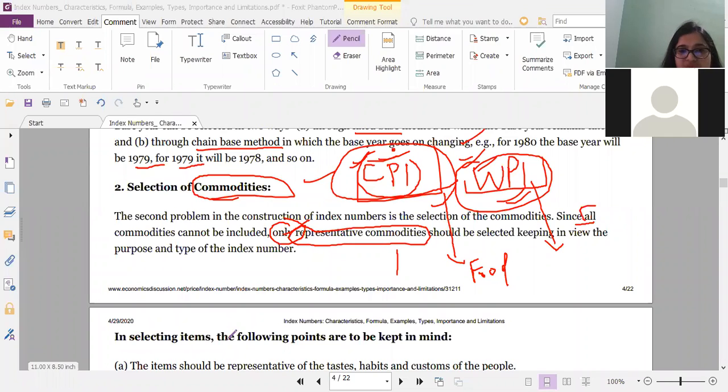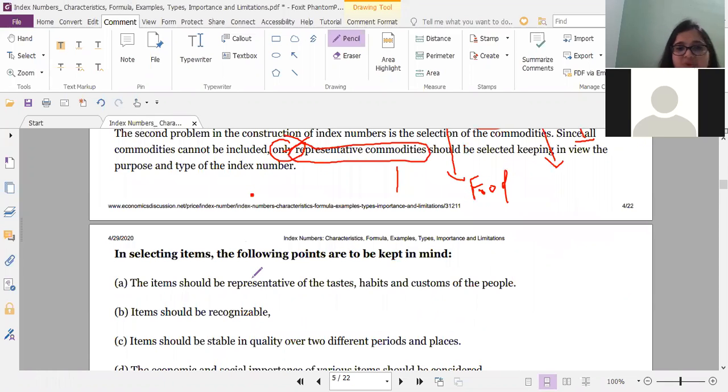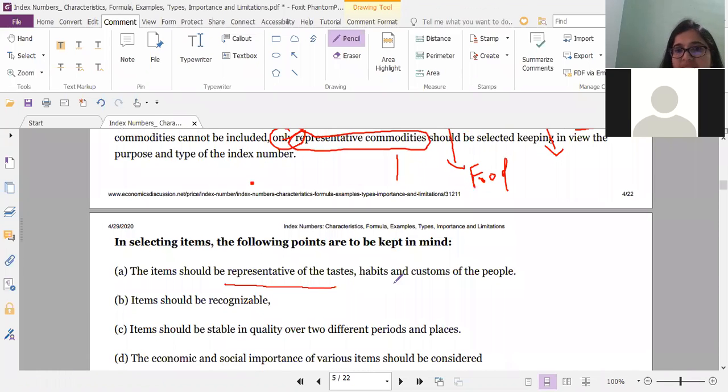In selecting items, the following points are to be kept in mind. The item should be representative of the taste, habits, and customs of people. The item should be recognizable. An item should be stable in quality over two different periods and places. This is another point you need to keep in mind.